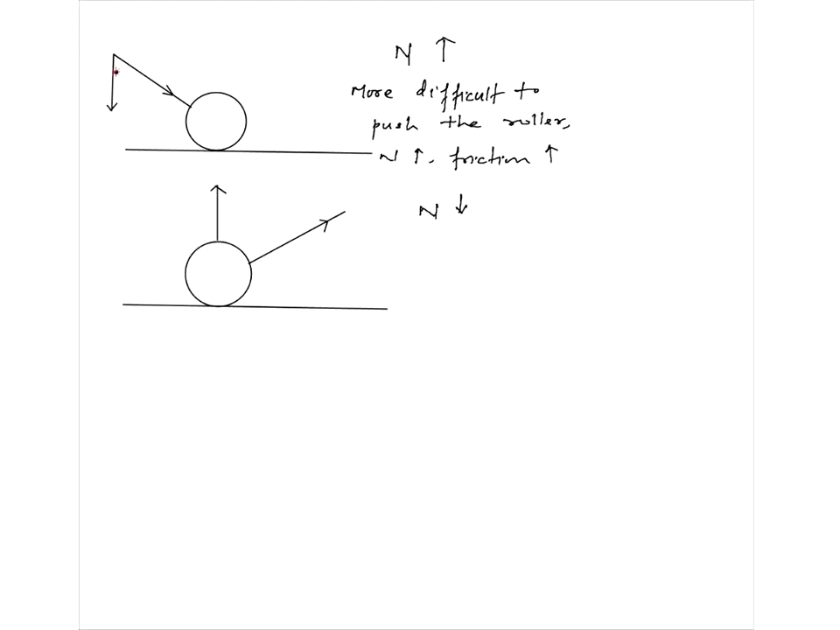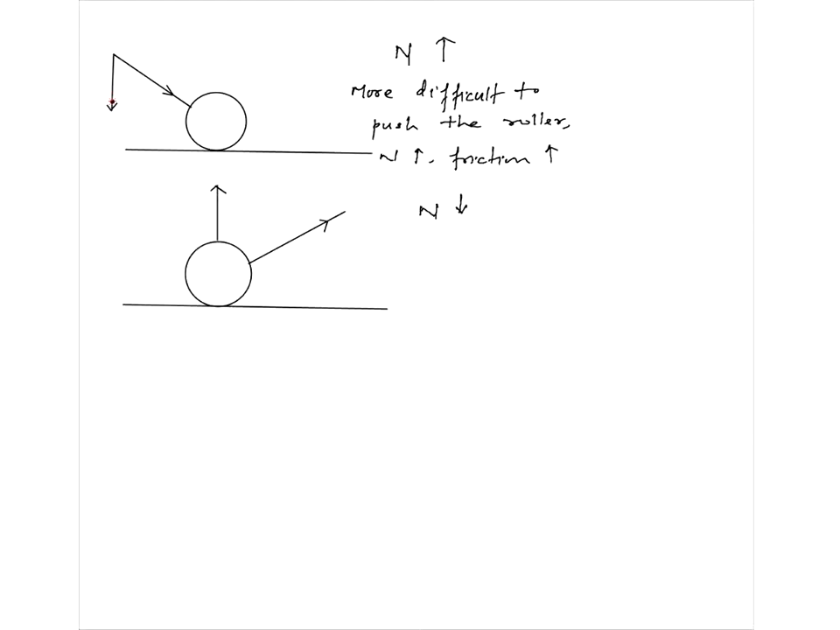When you try to push the roller, you are applying force in this direction. The roller has got mg force acting downwards and normal reaction acting upwards. N is up, mg is down. And you are applying force in this direction. Now when you apply force in this direction, your force has got two components, one here and one here. That's how you break a vector, right? This vector can be broken in two components, one to the right, one down.